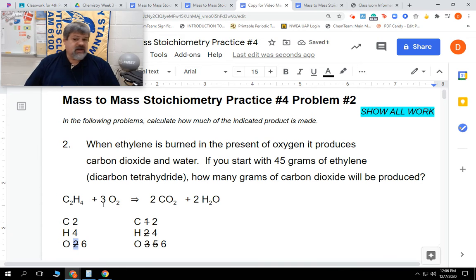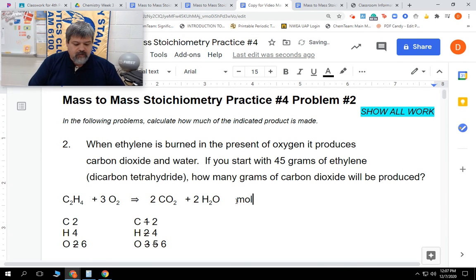Let's go back up and double check in our equation itself. I have 2 carbons right there and 2 carbons right here. I have 4 hydrogens right here, and 2 hydrogens times 2 is 4 there. Now oxygen, I have 6 oxygen on this side, so O2 times 3 is 6. And then I have 2 times 2 here is 4, plus my 2 that I get over here is 6. And so we have a balanced chemical equation.